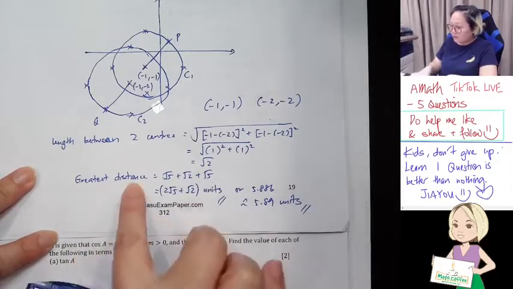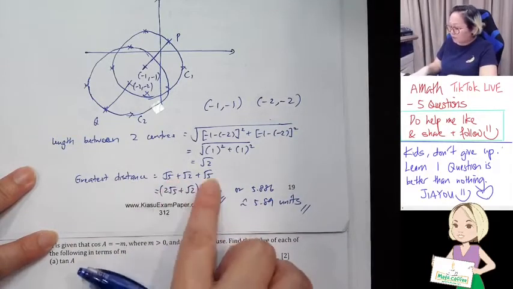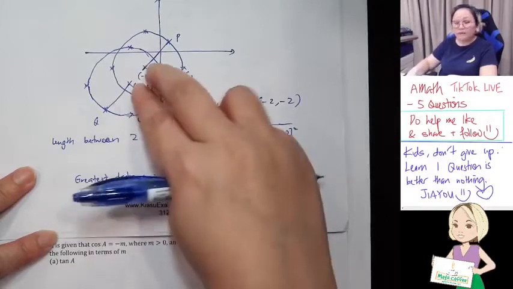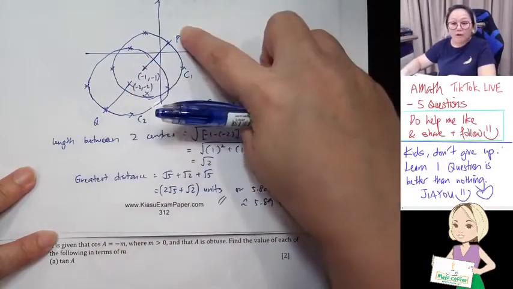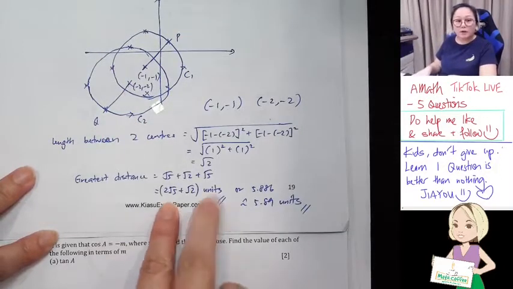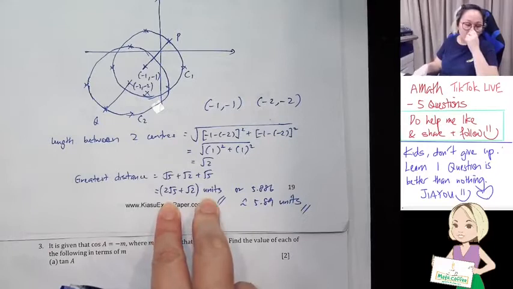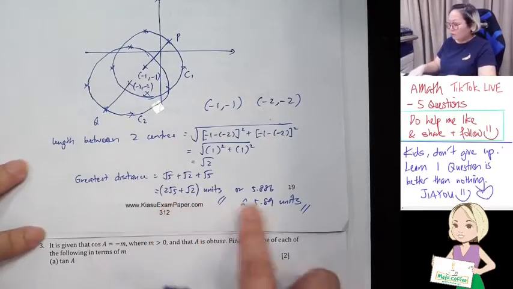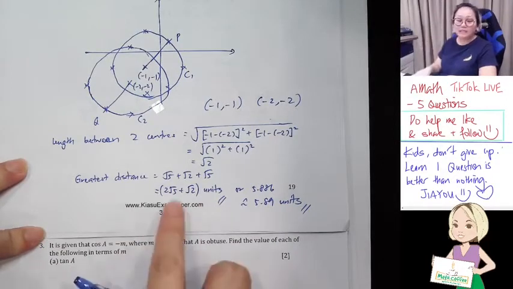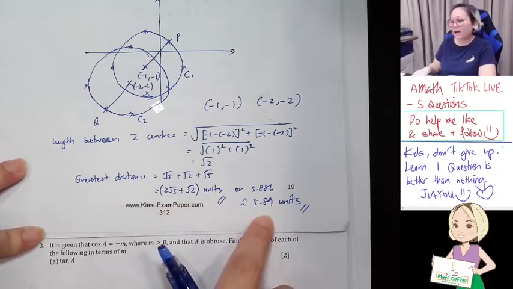Then after that, the greatest distance is just square root 5 plus square root 5, which is the 2 radii, plus square root 2, which is the middle, and that will be the greatest distance between P and Q. So you can put it in terms of surds, because this is A math, right? In A math, you can leave your answer in terms of surds, or you can put it in 3SF also. Unless the question particularly asks for exact form, then you have to leave it in terms of surds and cannot give in 3SF. Understand?